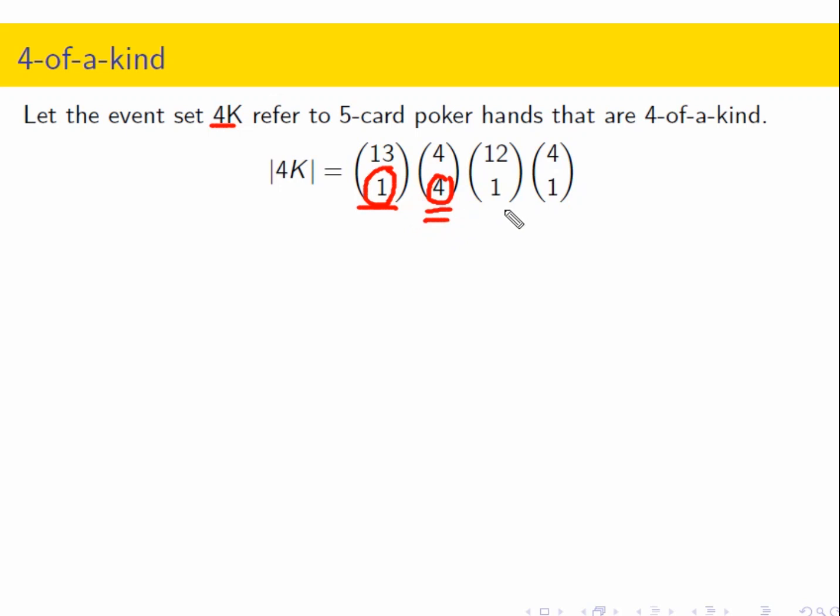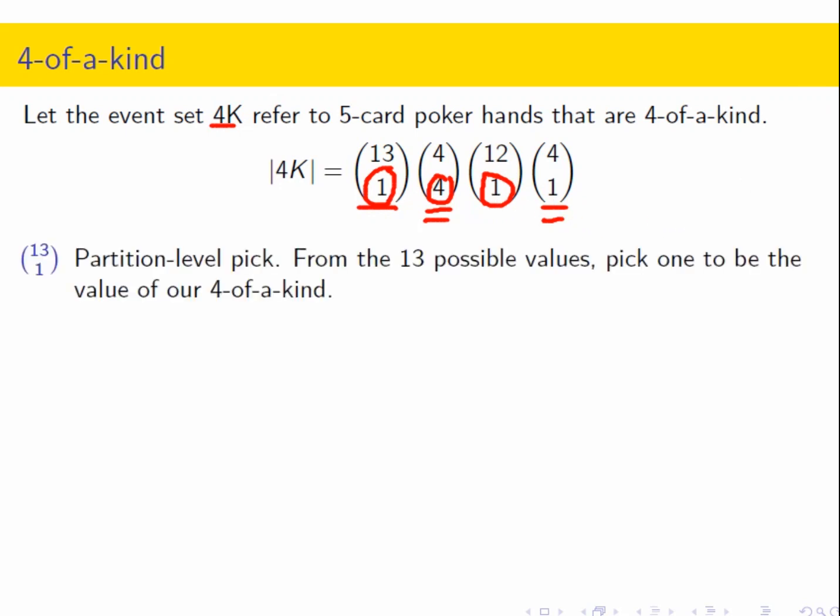Then 12 choose 1, what's that? Well, from the remaining 12 values that weren't in our hand, we have to pick one more. One more value is going to be in our hand. If we had 4 8s, then we might have something like a 3. 4 8s and a 3. So this is picking from the remaining 12 value subsets. It's going to pick one. So this is another partition level pick. And then this goes inside that partition. Let's say it's the 3s, and it picks one of those 4 3s to be in our hand. So you've got partition level pick, then you pick the cards, then you have another partition level pick, and then you pick the cards. And so I have these written out, right?